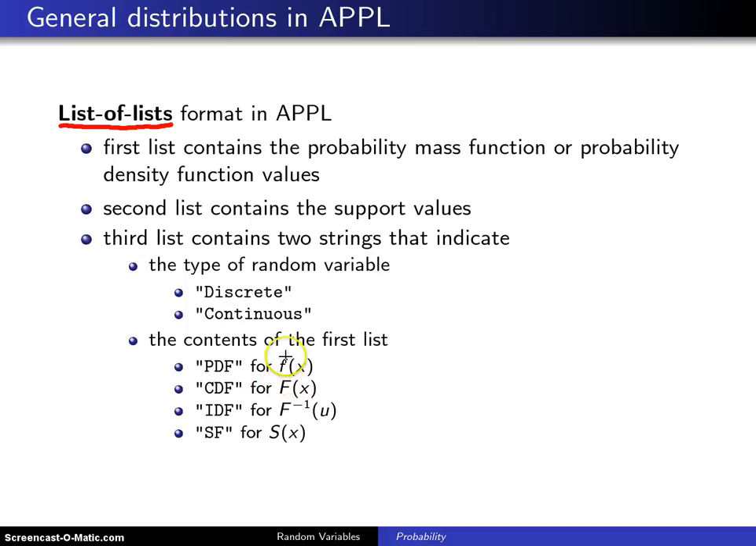So if it is little f of x, that is a probability mass function or a probability density function, we will always call that PDF. If it is a CDF, capital F of x, that's in there, it'll be CDF. If it is the inverse of the CDF, then the letters IDF for inverse distribution function will be in that string. And finally, if it is a survivor function, SF will be the string that is given in that particular field.